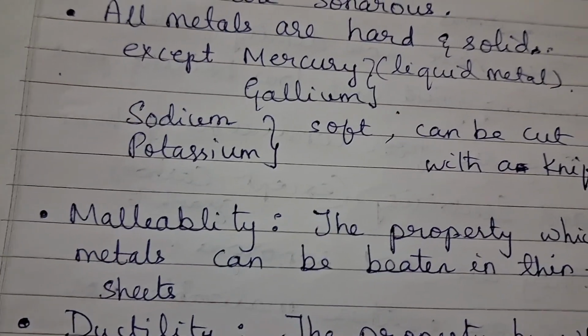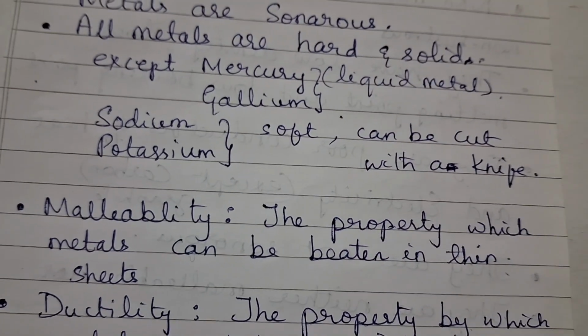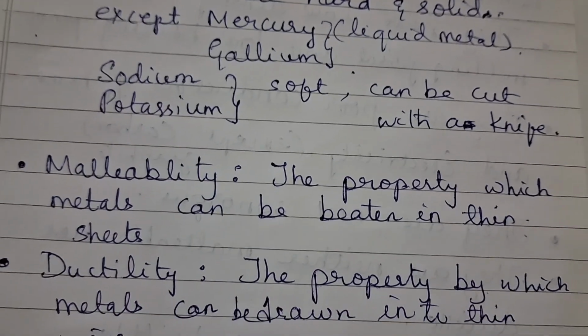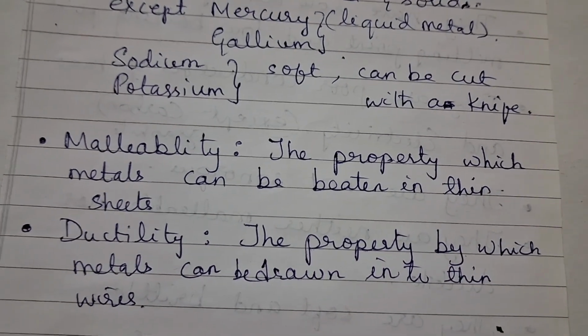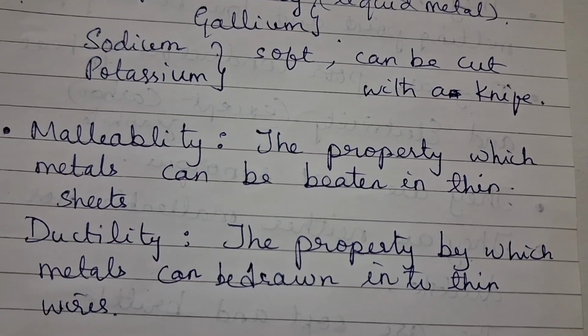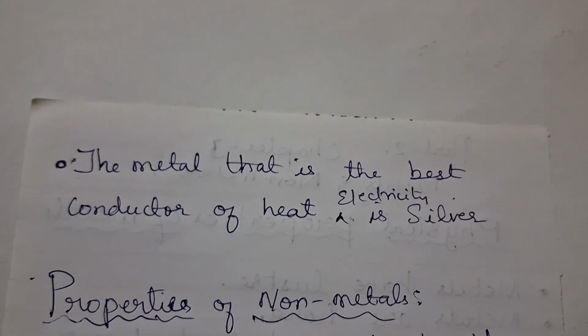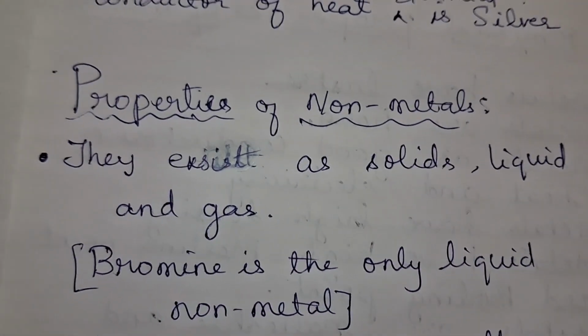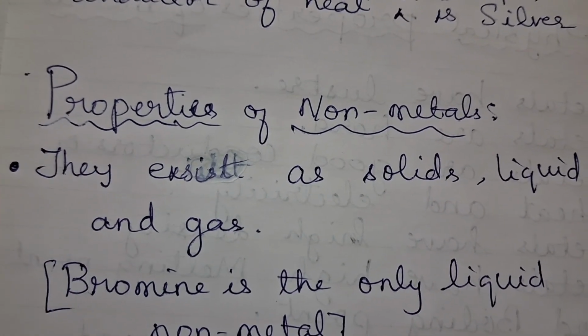So what is malleable? Malleability is the property by which metals can be beaten into thin sheets. Ductility is the property by which metals can be drawn into thin wires. The best conductor of heat and electricity among metals is silver.